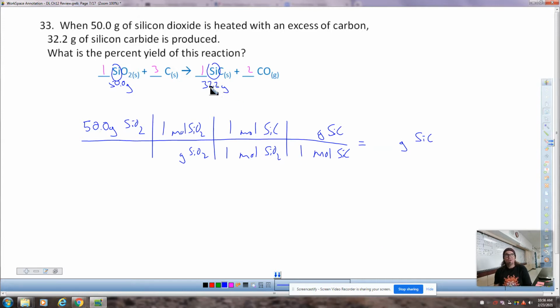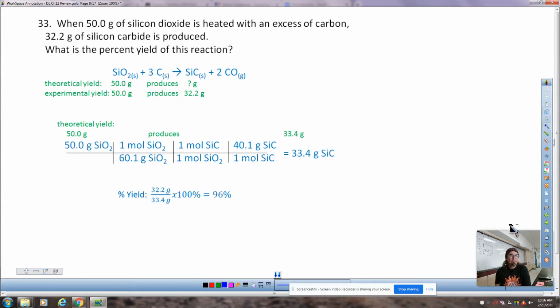And then 32.2, I'll bet you, is smaller than that answer because theoretically, we always produce more than we do experimentally. That comes out to 33.4. Then 32.2 divided by 33.4 gives us 96%. Sorry, I brain faded there for a second, thinking that should be the smaller number.